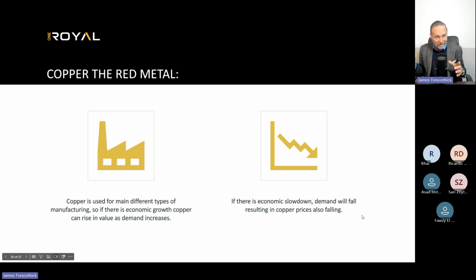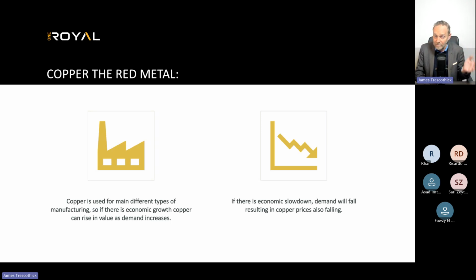Let's talk about the other metal. Let's talk about copper. Funny, I know I say it funny. Now, copper is used for many different types of manufacturing. So if there's economic growth, copper can rise in value as demand increases. You think about it, it's used for piping, wiring. It's used in all sorts of forms of manufacturing.